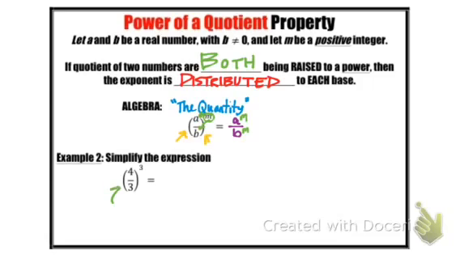Okay, so using actual numbers, 4 divided by 3 is being raised to the 3rd power. Using the property, we're going to distribute the 3 to both the 4 and the 3. So we have 4 to the 3rd divided by 3 to the 3rd.